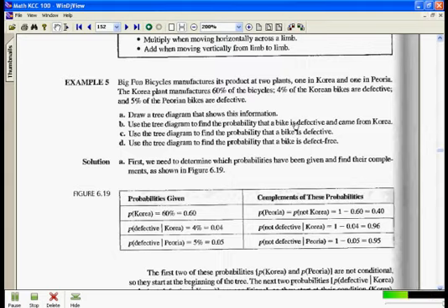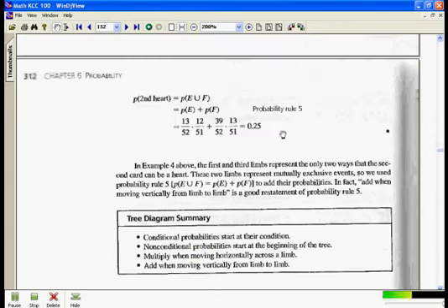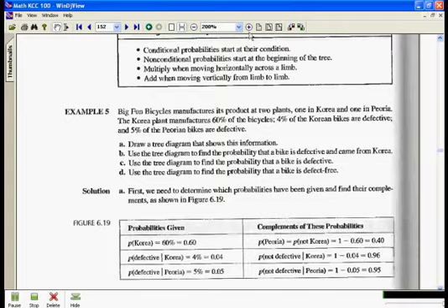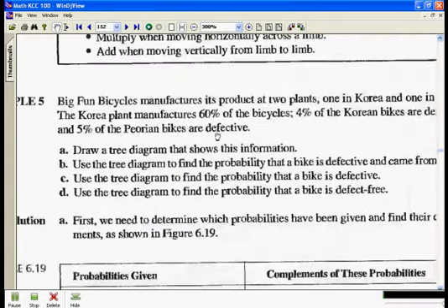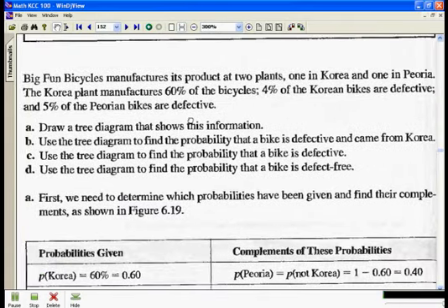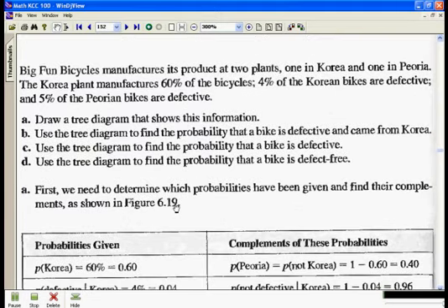Now let's look at example 5 on page 312. It says, Big Farm Bicycles manufactures its product in 2 plants, one in Korea and one in Korea. The Korea plant manufactures 60% of the bicycles. 4% of Korean bikes are defective, and 5% of Korean bikes are defective.